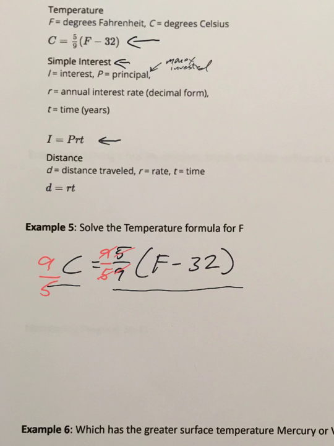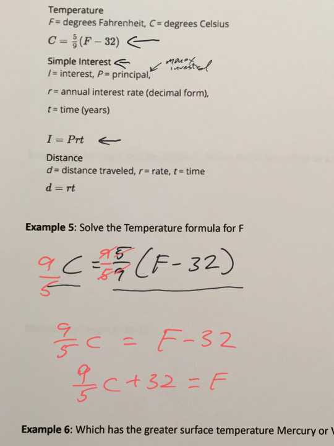All right. So now I've got 9/5 C equals F minus 32. Now the question comes, what's the last and easiest step of this whole problem? I'm just going to add 32. So now I add 32 to both sides. I've got 9/5 C plus 32 equals F.